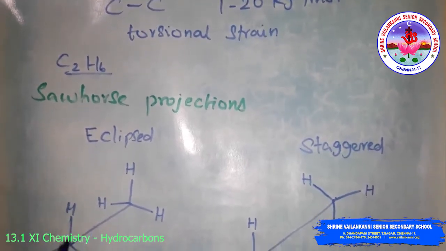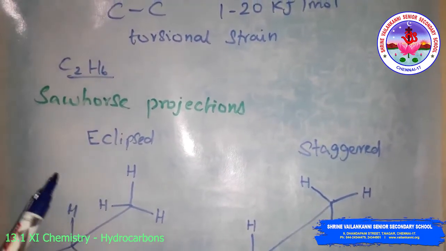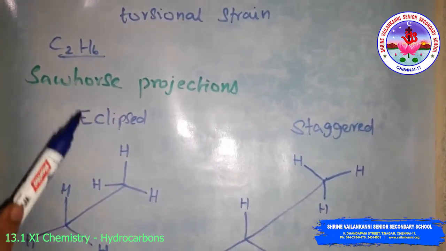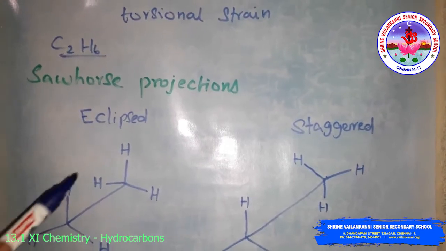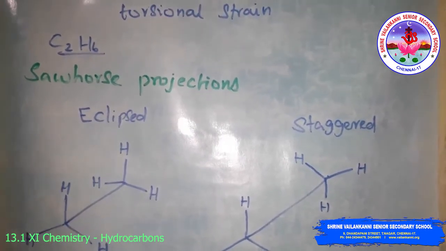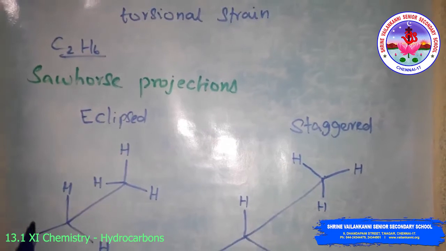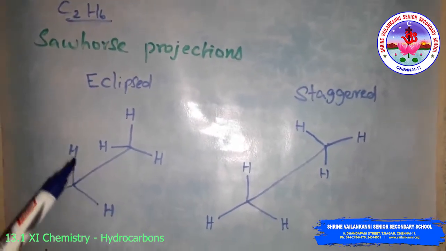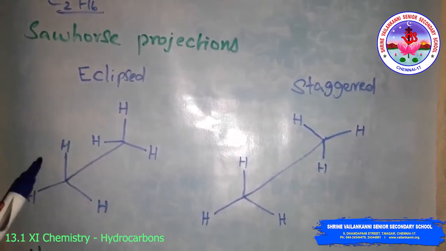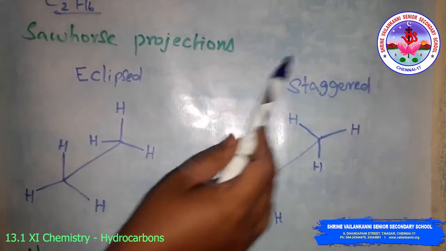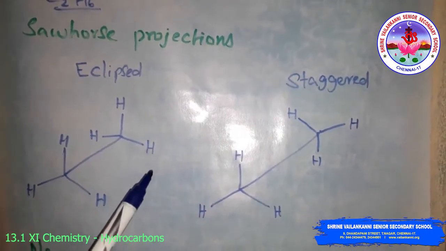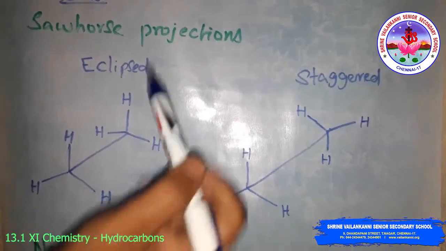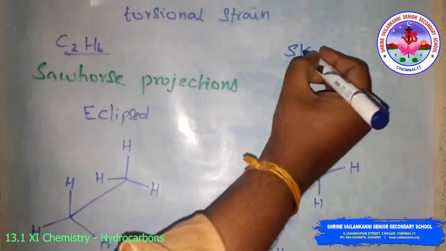However, there are two extreme cases. That is, the conformation in which the hydrogen atoms attached to the two carbon atoms are closest together, look at this, is called the eclipsed form, and the conformation in which the hydrogens are as far apart as possible is known as the staggered conformation. The staggered conformation is also called the skew conformation.